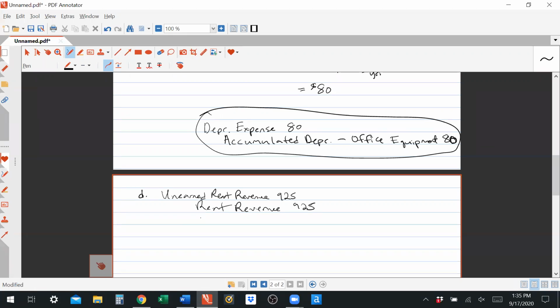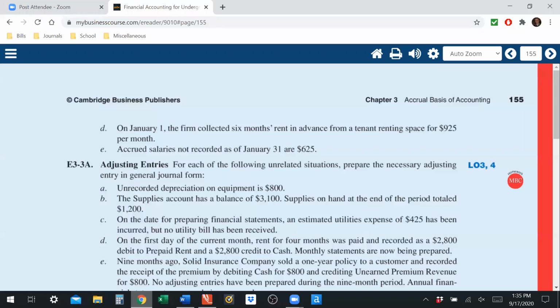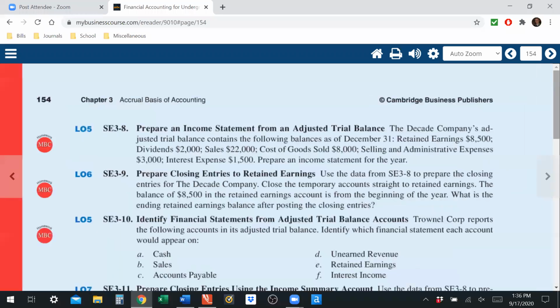So this is the right entry. What is unearned rent revenue? If we look on the company's accounts, they do have an unearned rent revenue account. See, there it is. It has a balance of $5,400 at the end of the month.